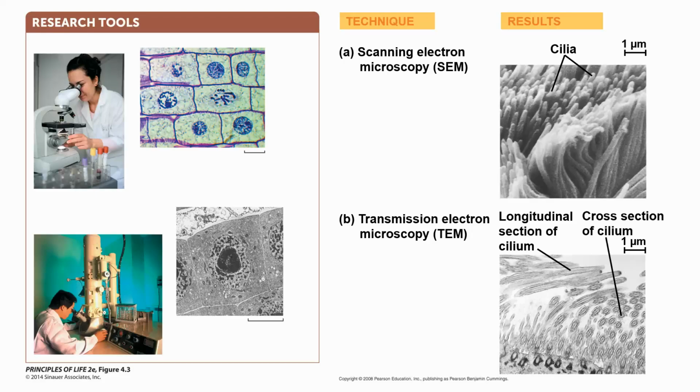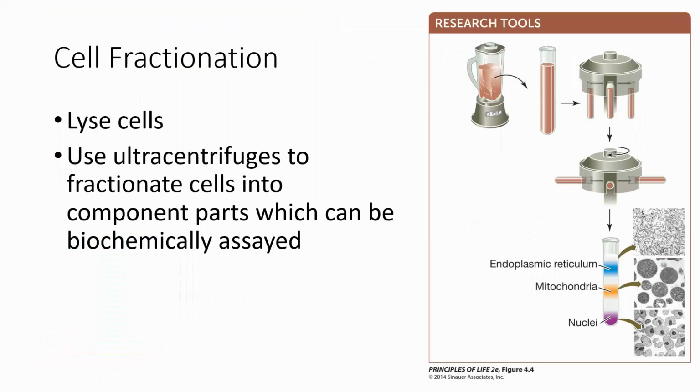So this is just showing you the electron microscope is on the bottom left, the light microscope is on the top left, and on the right side you see two different images produced by an electron microscope. The top one is showing you the surface of a cell, so you're able to see the outside of cilia, and that's a scanning electron microscope, whereas the transmission electron microscope allows you to see internal structures, so you can actually see inside of those cilia.